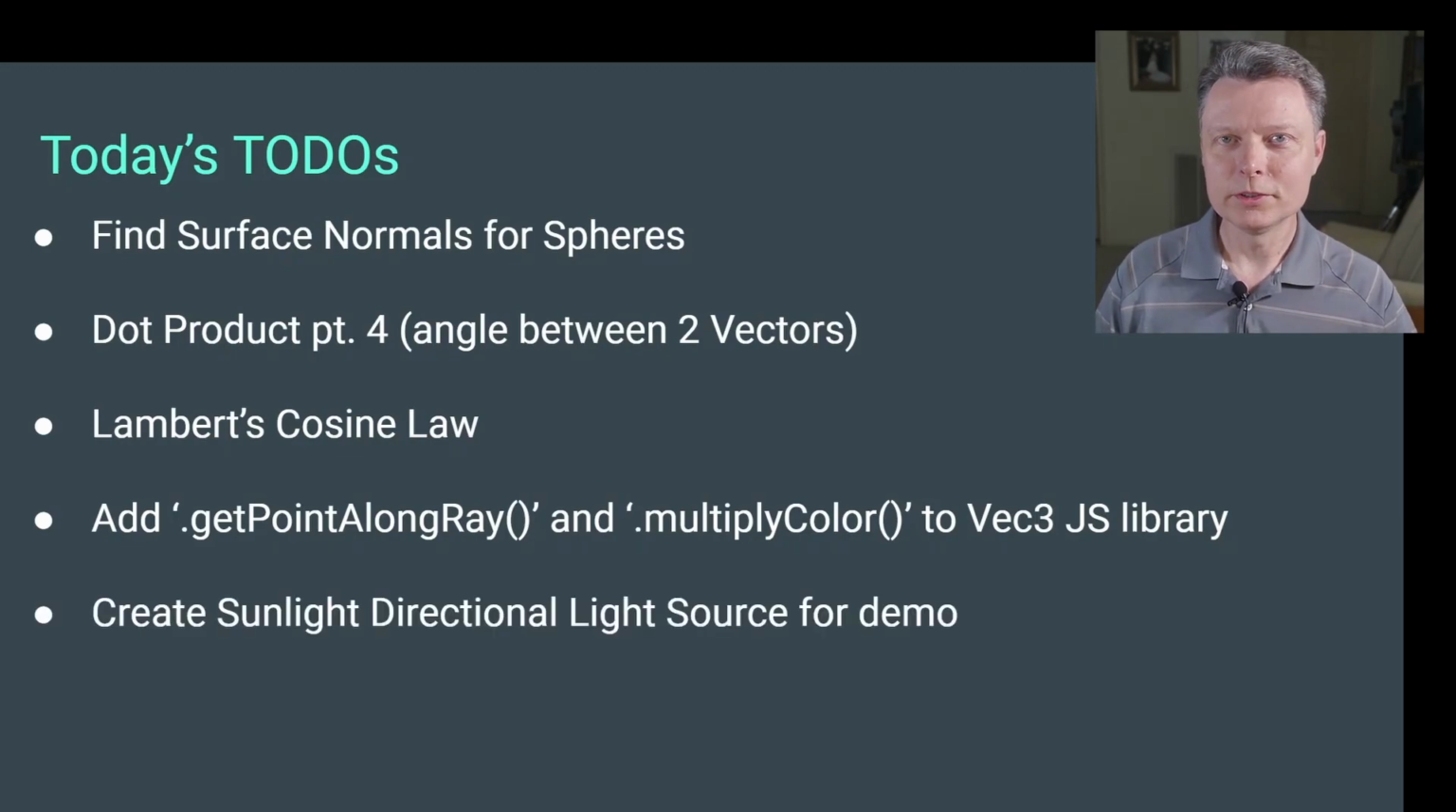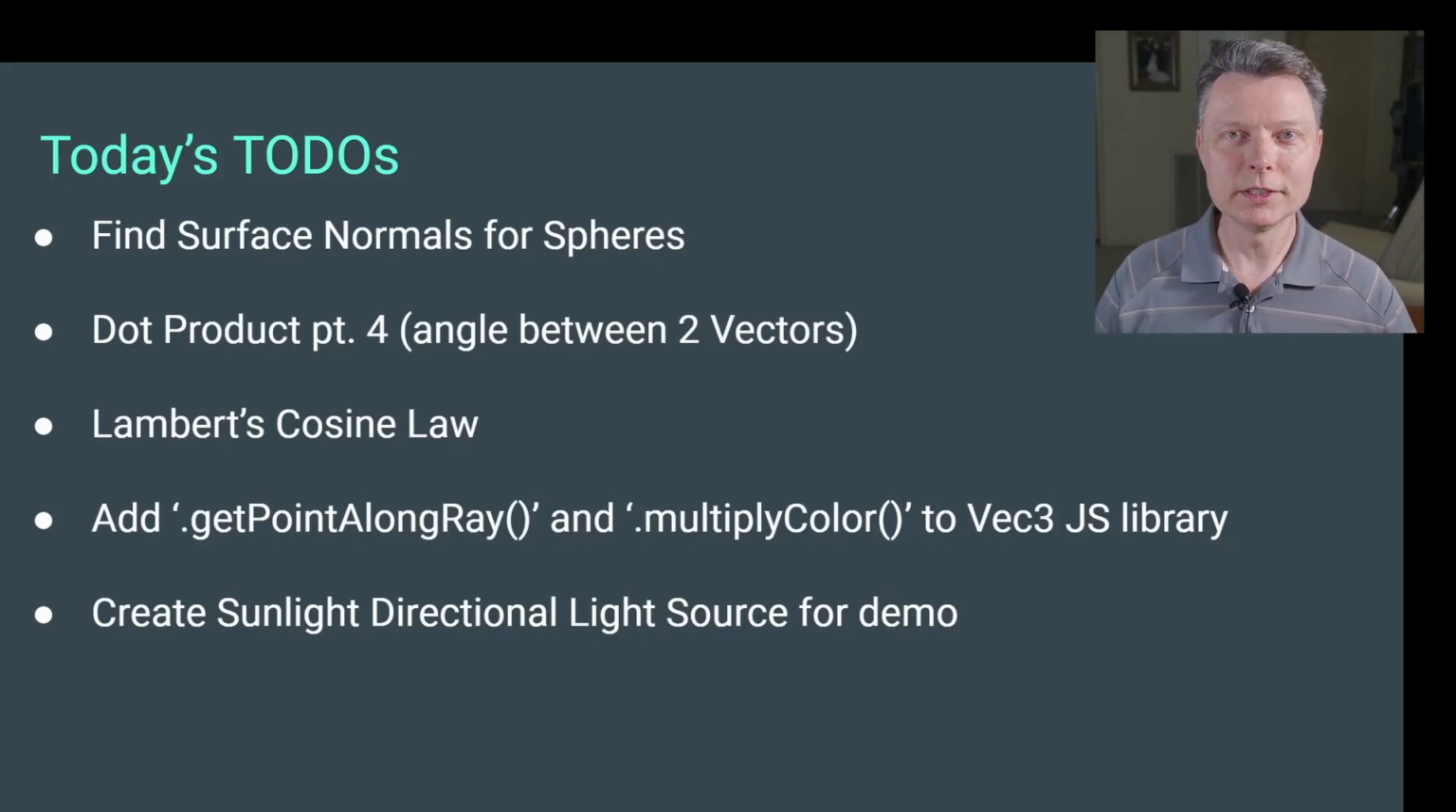Now, in order to light and shade our scenes, we have to have a light source first. And so for today's demo, we're going to add what's called a directional light source. A directional light source is probably the most simple type of light source that you can have in computer graphics. All you need is one vector which shows which direction the light is coming from.